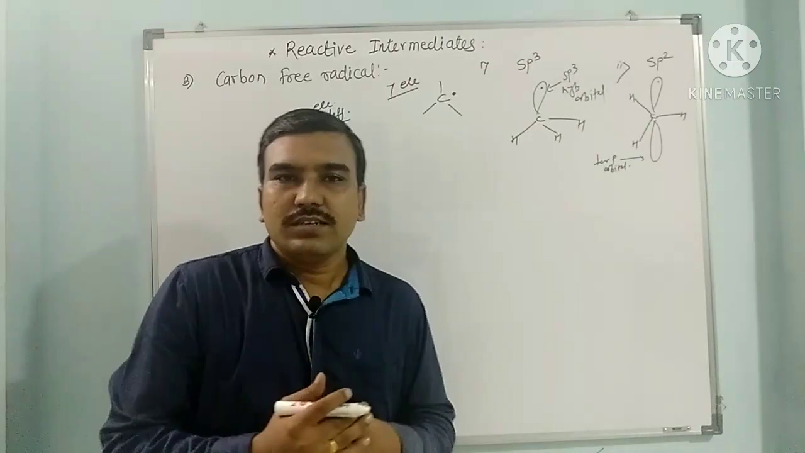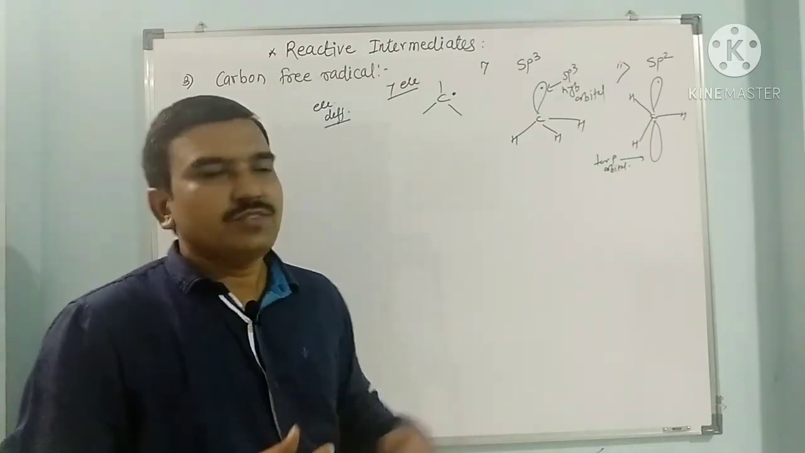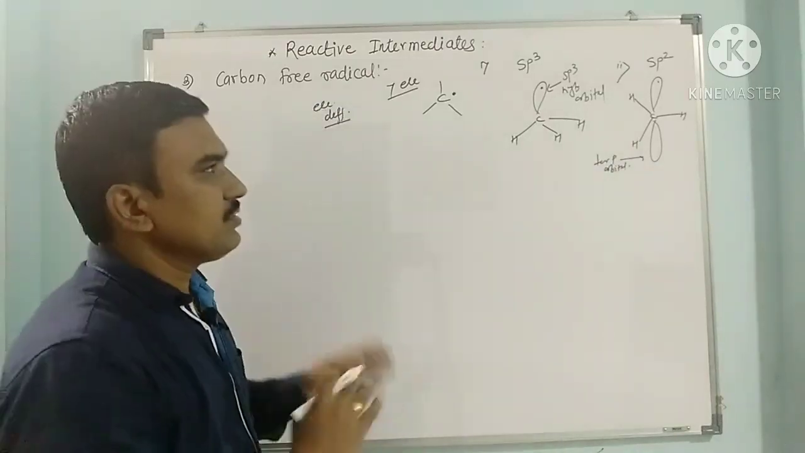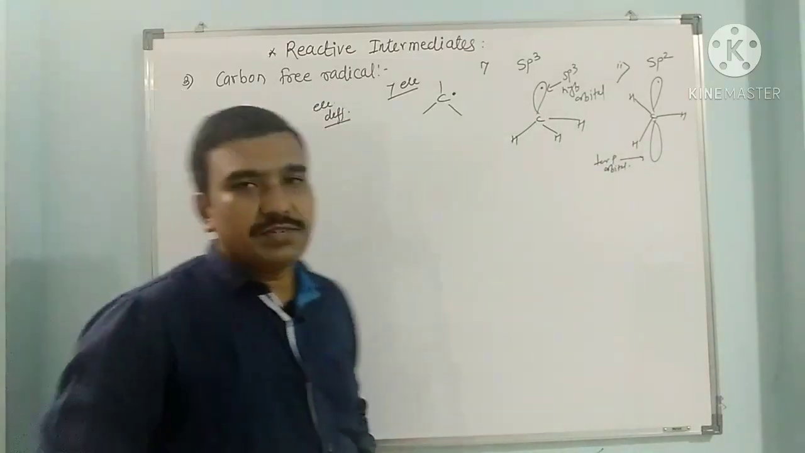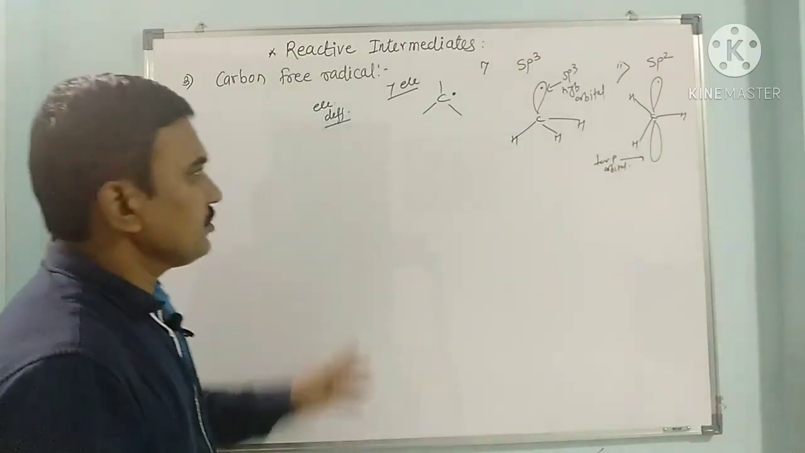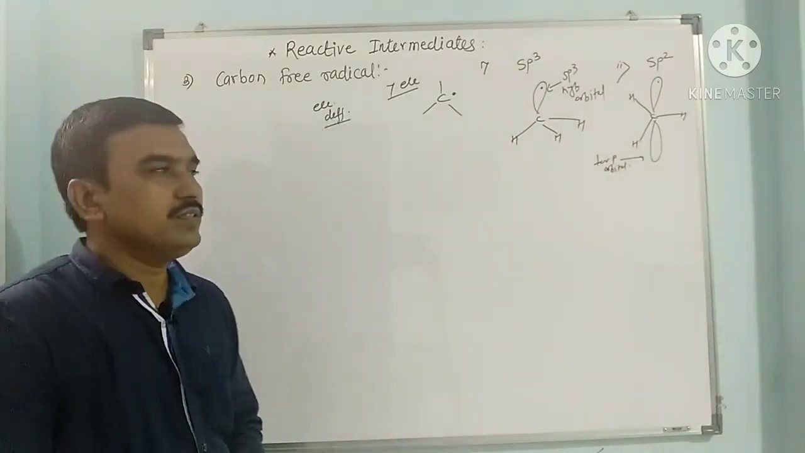Both structures are interconvertible. This orbital structure can be interconverted to the other. So we cannot exactly predict the hybridization of this; it may be sp3 or sp2 because of the one unpaired electron associated with it.